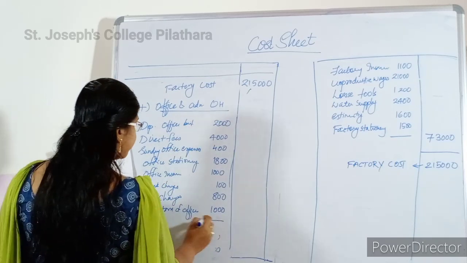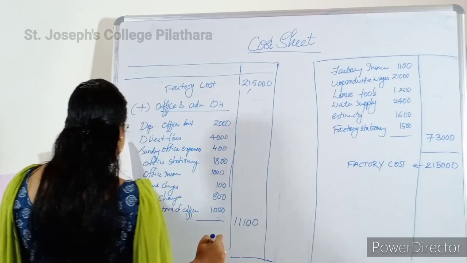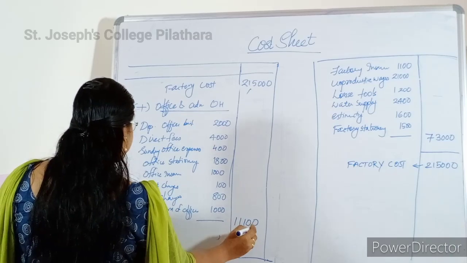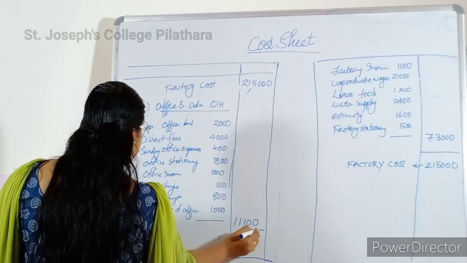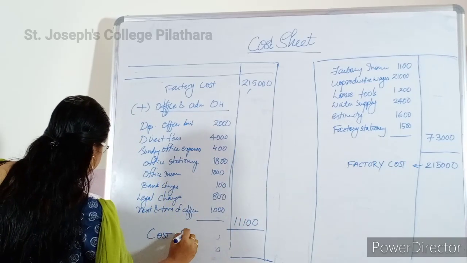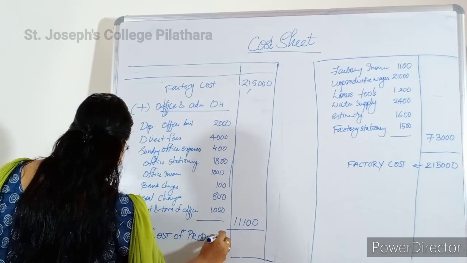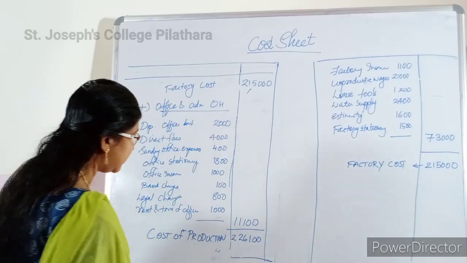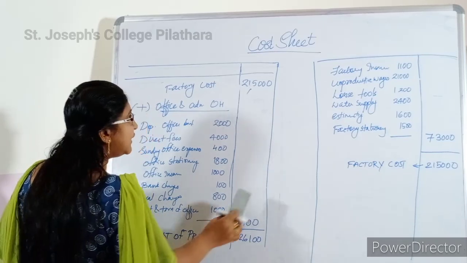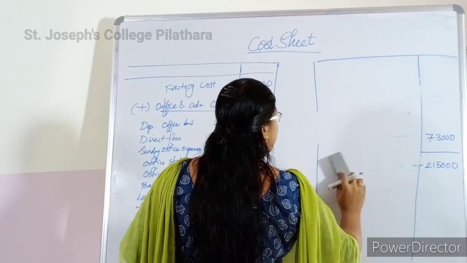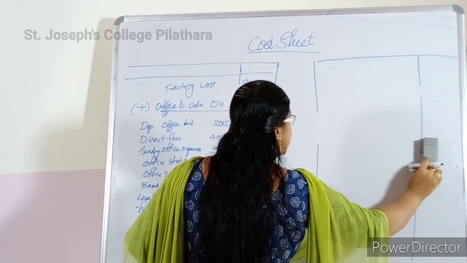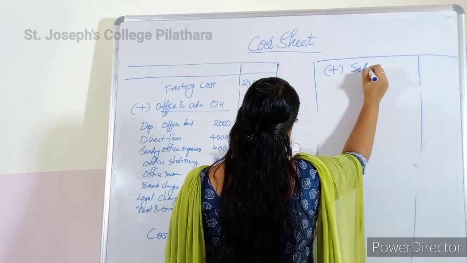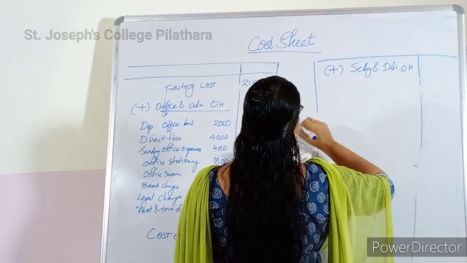So when you add up, you get 11,100. You will have to add this amount to the factory cost, then you will get cost of production. So how much will be the cost of production? 2,26,100. Okay, not over. We want to adjust the selling and distribution overhead also. So along with the cost of production, add up the selling and distribution overheads.